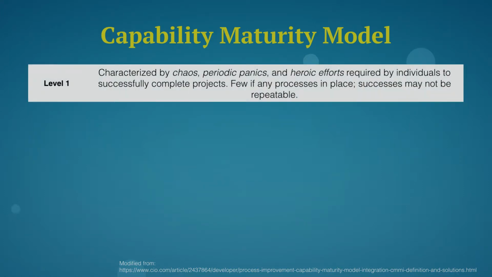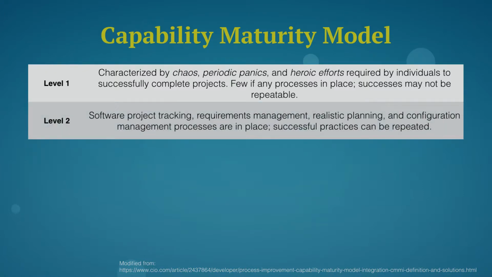So level 1. Now imagine you're in a level 1 programming shop. It's characterized by chaos, periodic panics, and heroic efforts required by individuals to successfully complete projects. Who's been in that situation? Raise your hands. Few, if any, processes are in place. Successes may not be repeatable. Level 2: software project tracking, requirements management, realistic planning, and configuration management processes are in place. Successful practices can be repeated.